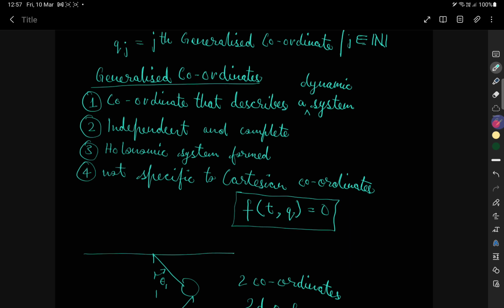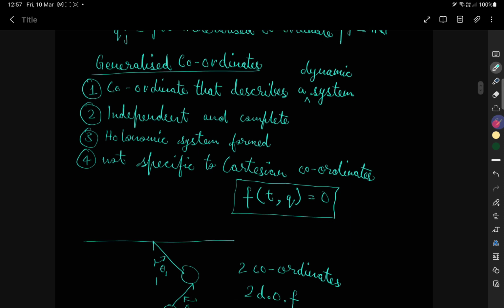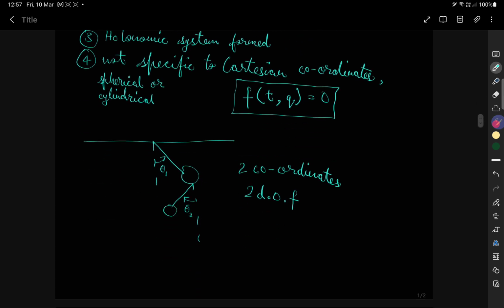Now, generalized coordinates don't have to be specific to the Cartesian coordinate system or the spherical coordinate system. I should probably just add that. Or the cylindrical coordinate system. They can literally be anything you want, as long as they can describe the system and are independent, and in total form a holonomic system that can have holonomic constraints applied to it. You can use it for the Lagrangian. Okay, now I'll just explain that.